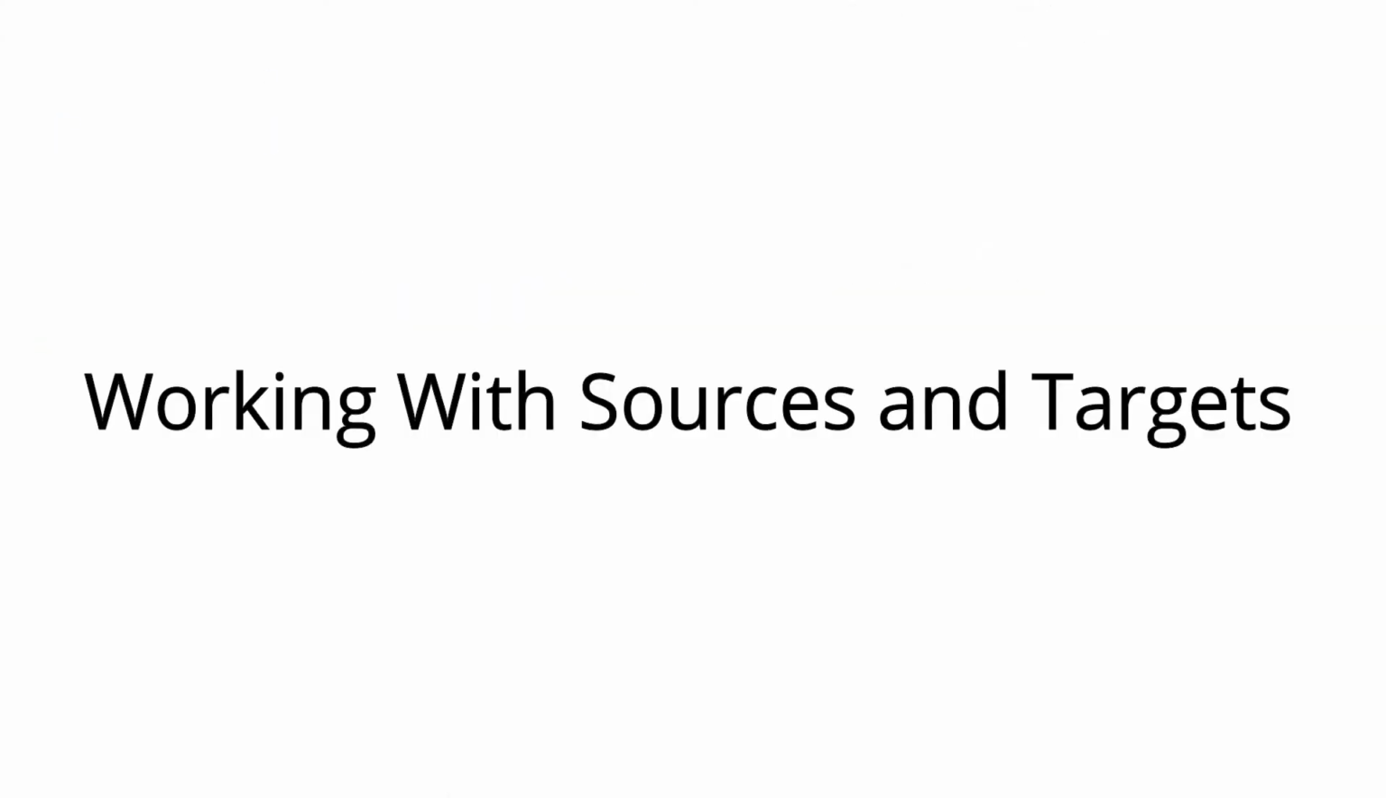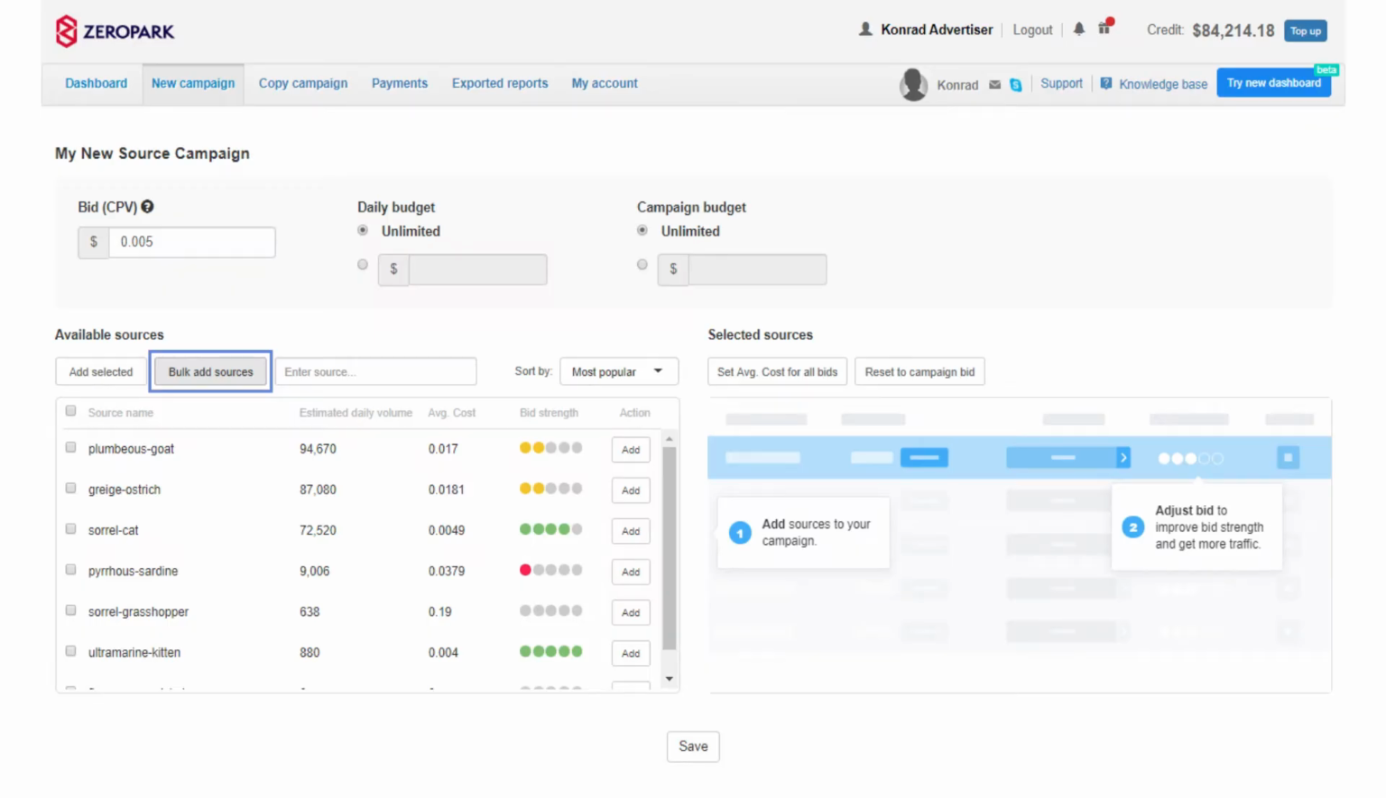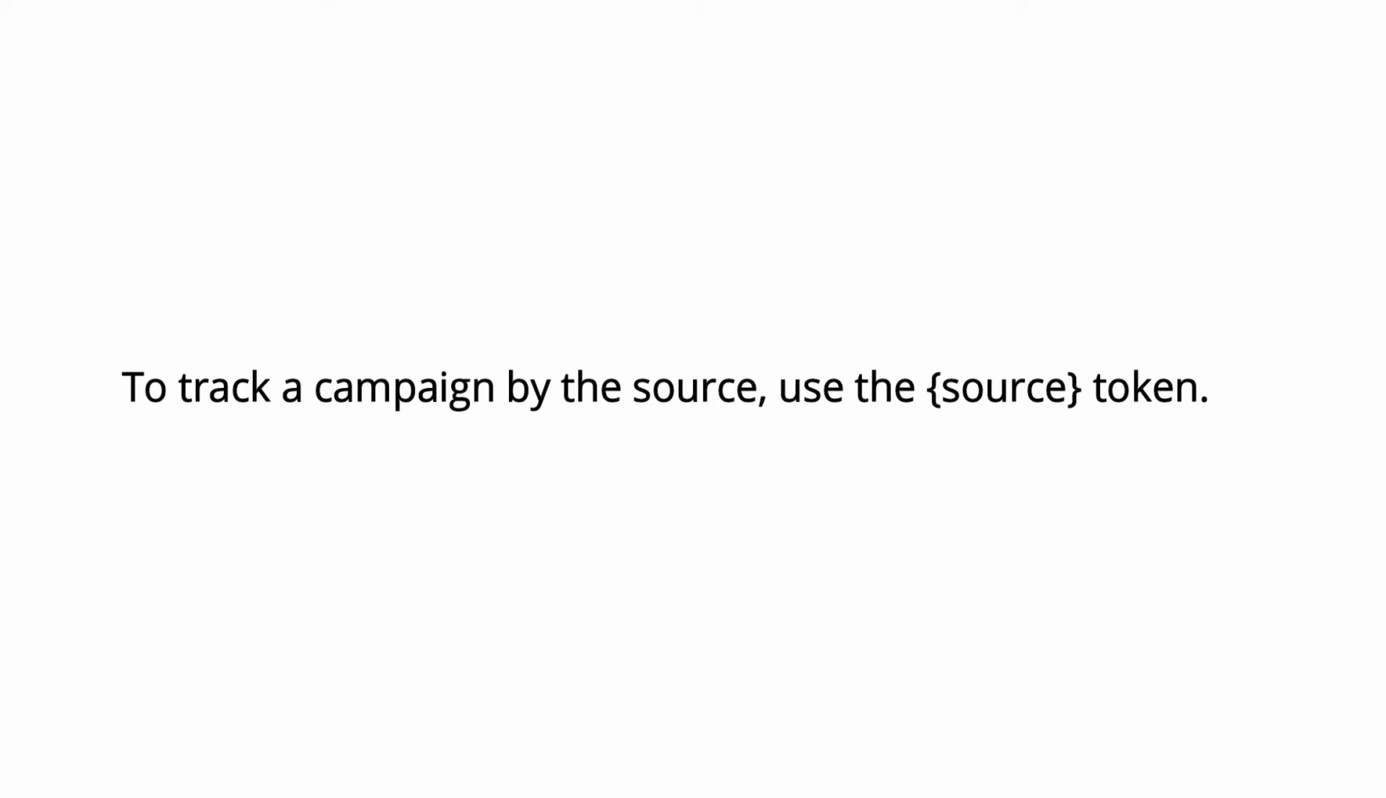Next, let's talk about working with sources and targets. Your source data allows advertisers to measure their campaign performance on a broader level than target data. Every source is composed of multiple targets. Some sources have just one, others have millions. And to track a campaign by the source, you have to use the source token.